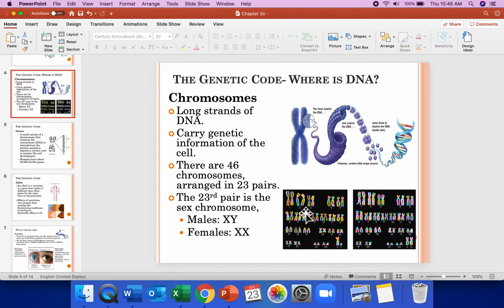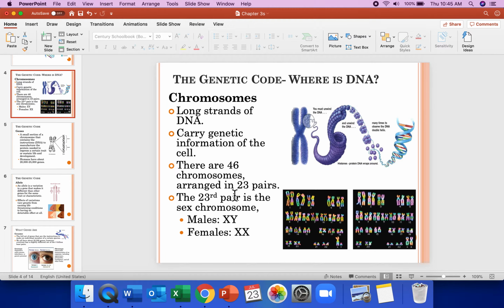similar. Each pair is very similar in the way that the genetic material is arranged on each one of them. Of course, one chromosome comes from the mother and the other one comes from the father, and that's why there are pairs for each set.